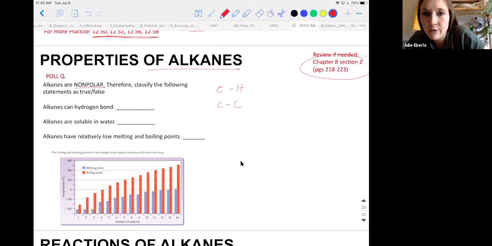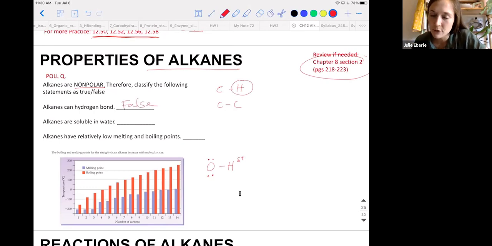All right, we got 6 of the 7 votes. Okay, here's what we got. We got mixed reviews, so I'm glad we're talking about this. If you remember what hydrogen bonding is, it only works if you have lone pairs on an oxygen, nitrogen, or fluorine, and then a positively polarized hydrogen. None of the hydrogens in alkanes are positively polarized, so this is false.